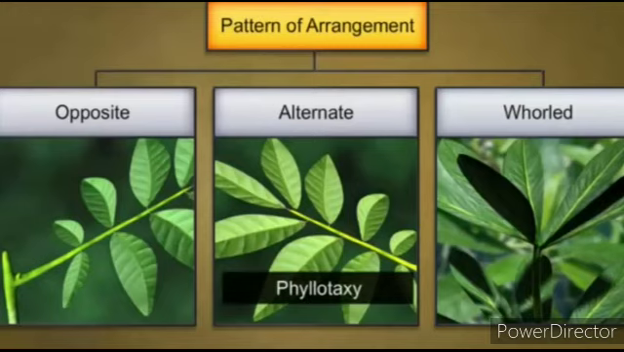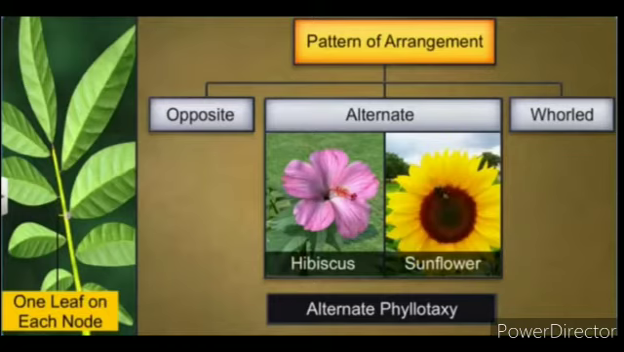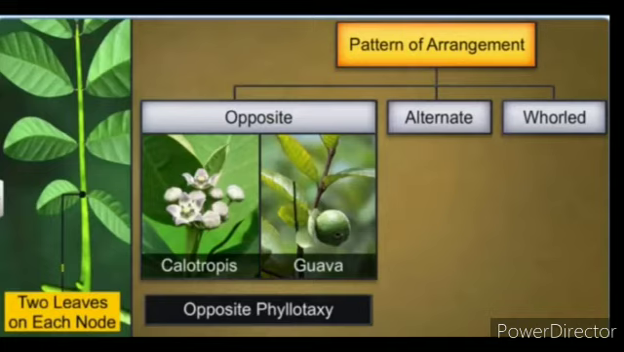Next, we'll discuss phyllotaxy. Phyllo means leaf, taxy means arrangement. Phyllotaxy is the arrangement of leaves on the stem or branch. There are three types of phyllotaxy: first, alternate; second, opposite; third, whorled. In alternate phyllotaxy, a single leaf arises at each node in an alternate manner. Examples are hibiscus, mustard, sunflower, etc. In opposite phyllotaxy, a pair of leaves, two leaves, arise at each node and lie opposite to each other. Examples are calotropis, guava plant, etc.